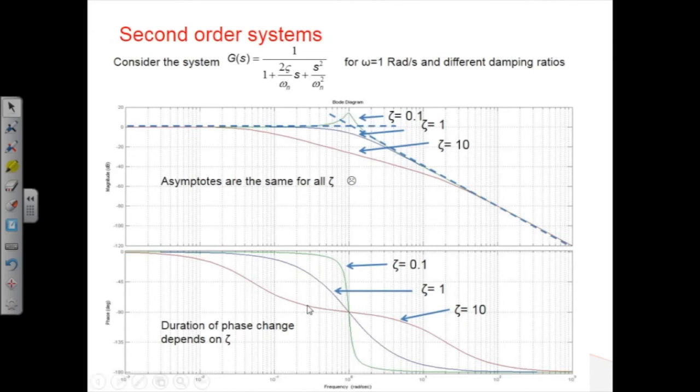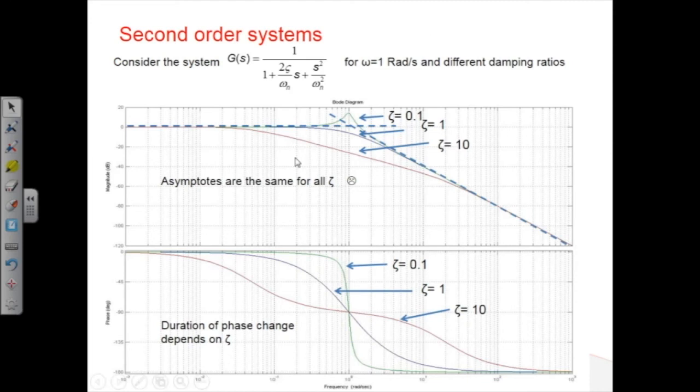Let's have a look at what's happening to the phase. Zeta equals 1, the blue one in the middle. You can see it takes roughly 2 decades to go through that transition. The red one, which is the high damping ratio zeta, takes ages, and it's almost showing up as 2 separate events, isn't it? The low damping one, the phase changes over very quickly. So again, you can get some information about what's going on.